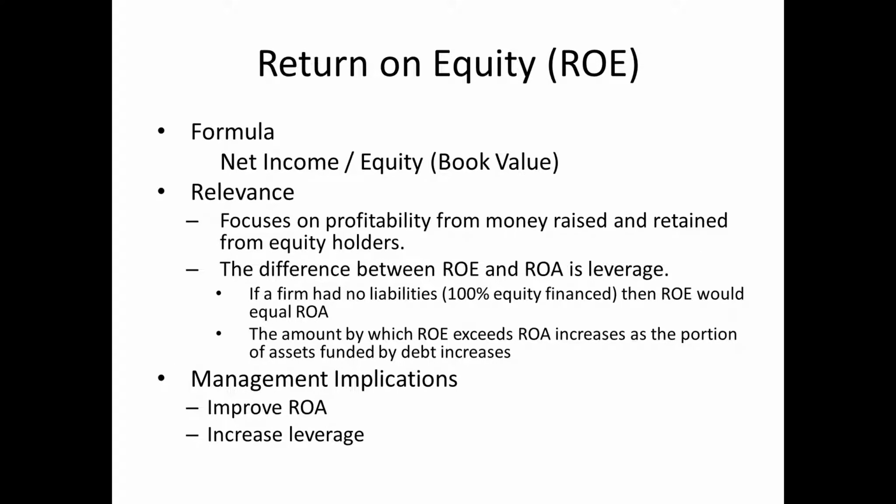The last measure is return on equity. That is net income over book value of equity. Whereas the last one was net income over assets, this is equity, so we're leaving out the liability side. Remember that assets are equal to liabilities plus equity, so we're ignoring the liability side. The idea here is that this is probably the measure that's most important to equity holders.